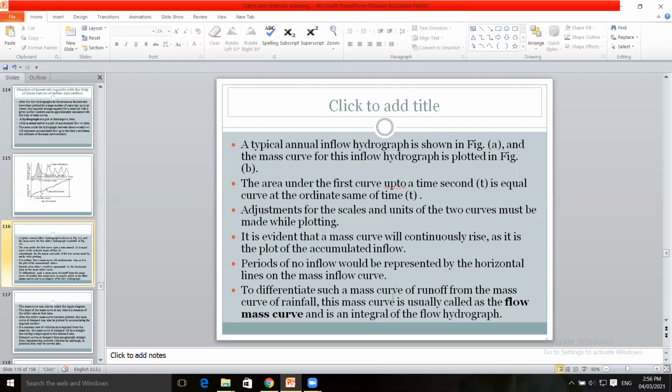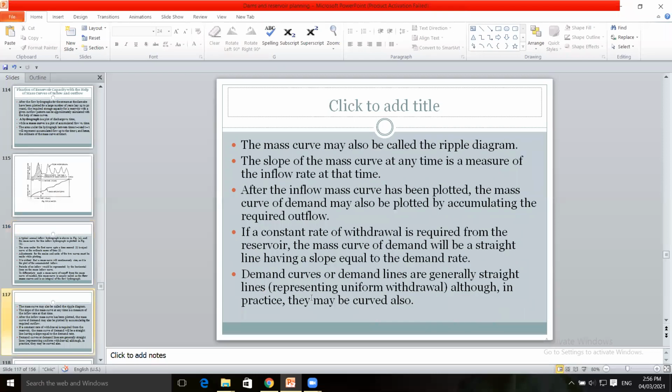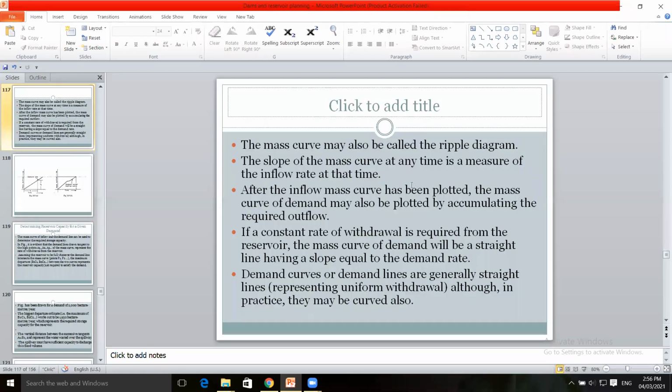To differentiate the mass curve of runoff from the mass curve of rainfall, this mass curve is usually called the flow mass curve, and it is the integral of the flow hydrograph. It is an integral of the flow hydrograph curve. That is called the flow mass curve, or mass inflow curve. And it is also called the ripple diagram. The mass inflow curve is called the ripple diagram.